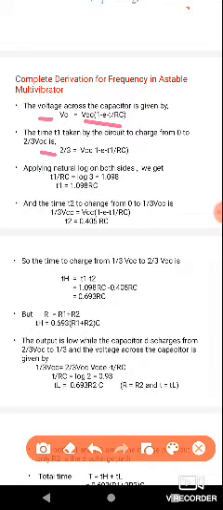2 by 3 Vcc is equal to Vcc into 1 minus e power minus t1 by RC. Here t is nothing but t1, the first time. Next, Vc will be changing from 2 by 3 Vcc.